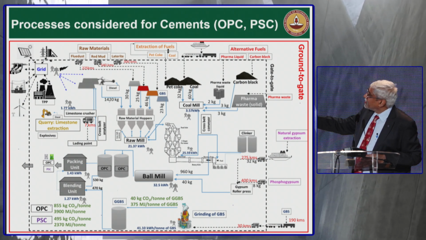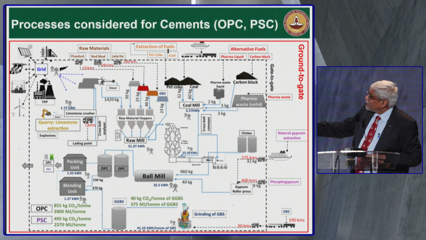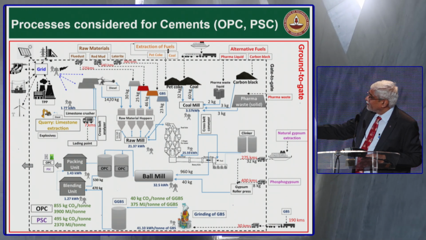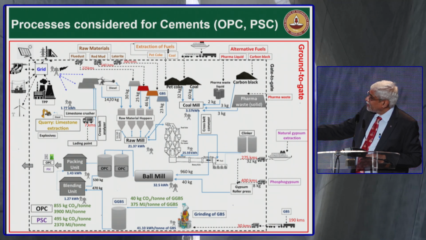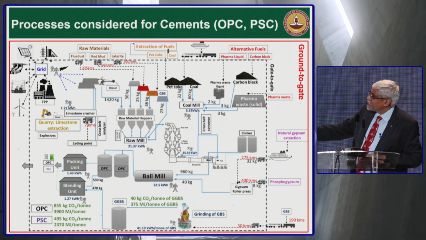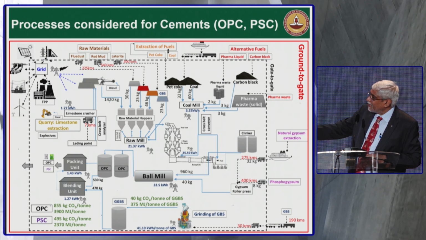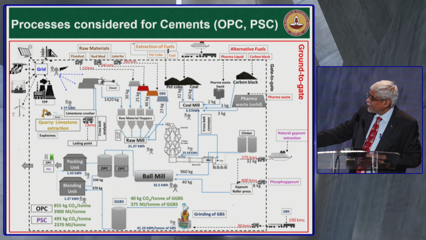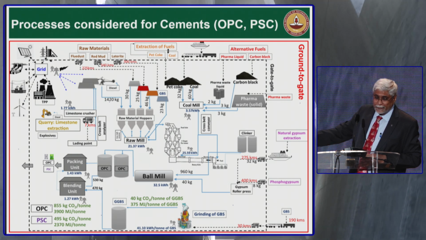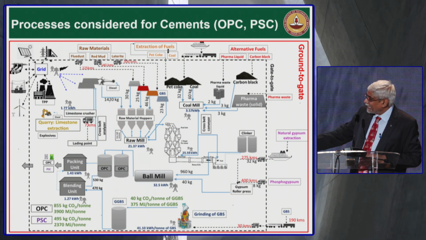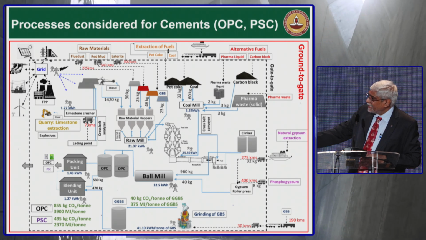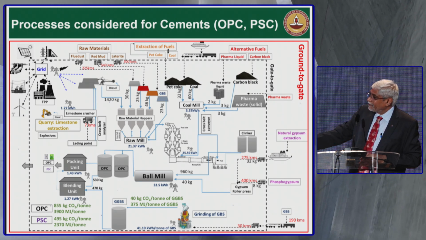If it is natural gypsum, you have to have extraction, transportation. If it is waste gypsum, then you don't have any extraction, but the distance matters. It goes into the ball mill and comes out as cement. If you have slag cement, then you have to grind the slag and blend it. And you see already a big difference.